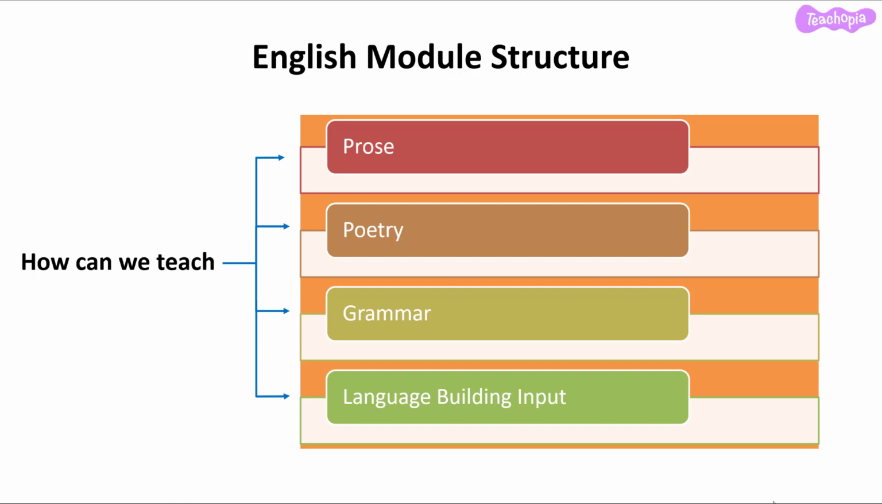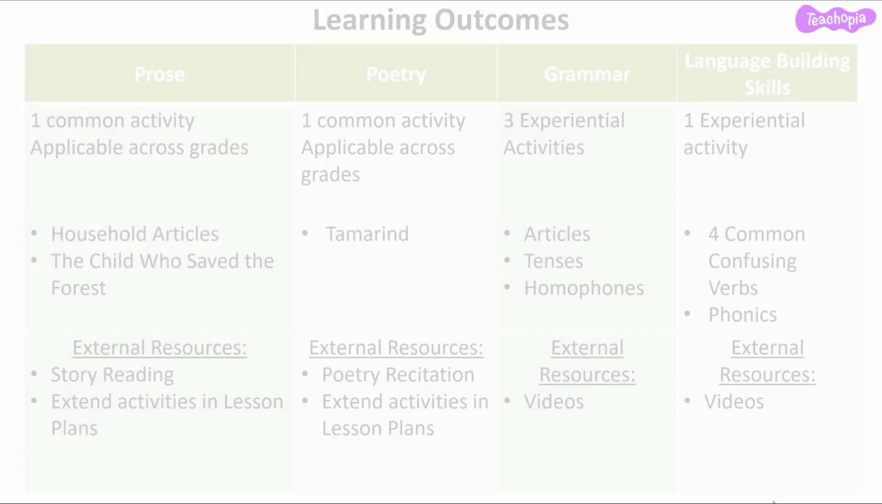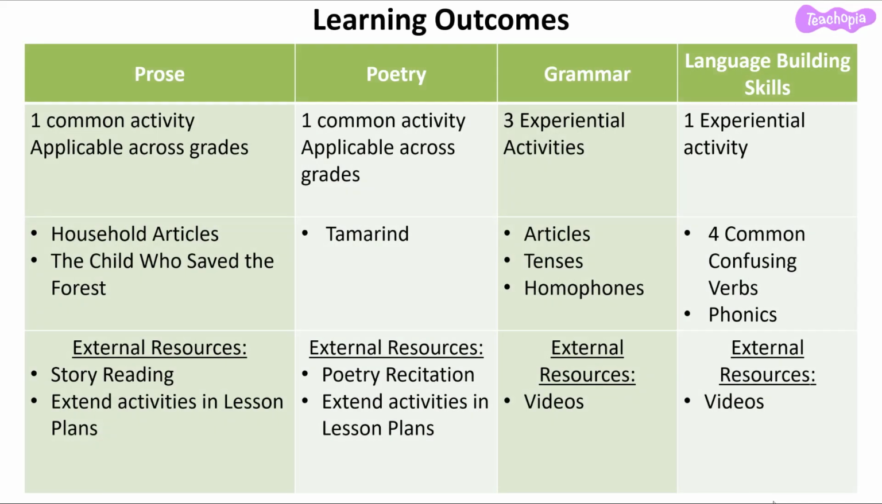language building inputs. For prose and poetry, we will go through a common experiential teaching learning activity that can be applied across all grades while using certain chapters as examples. For grammar, we will discuss three main concepts, which are articles, tenses, and homophones, and look at common experiential teaching learning activities and materials that we can use to help learners understand them better.